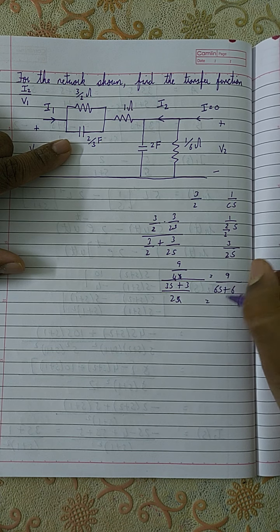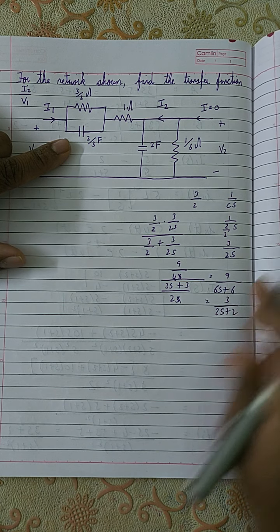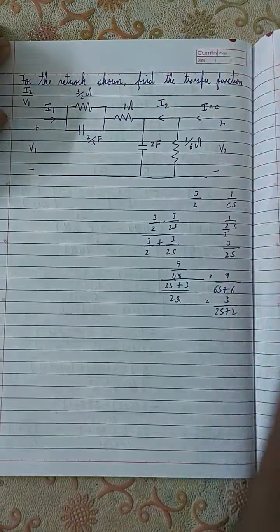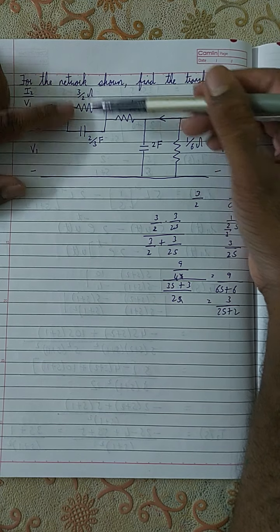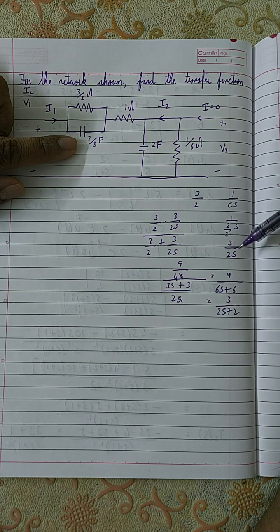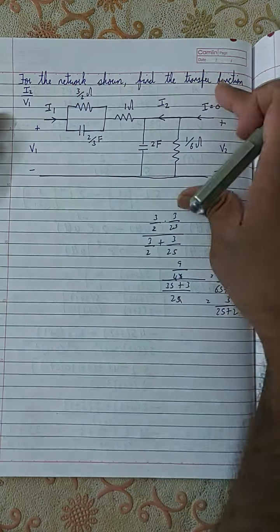If you want, you can even simplify this, so you get 3 by 2s plus 2. That's all I did, I simply combined these two elements. Here the impedance is 3 by 2, here the impedance is 3 by 2s. So I combined these two into a single element, and now I get a perfect ladder circuit.